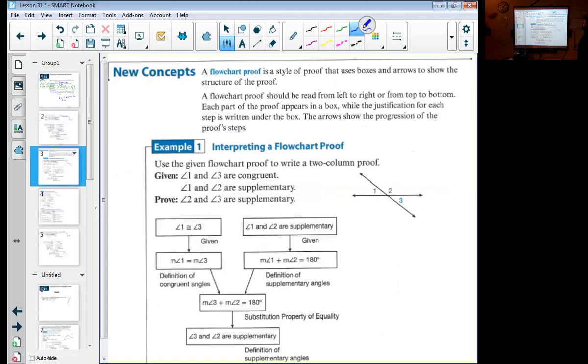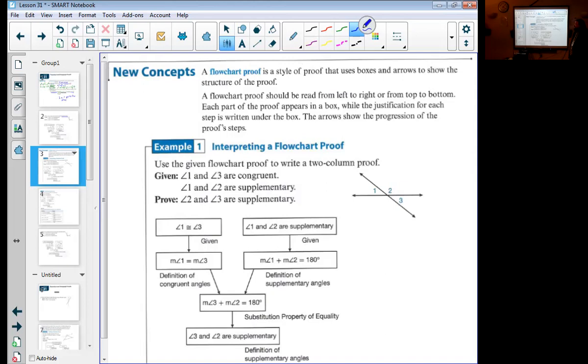So a flowchart proof is a style of proof that uses boxes and arrows to show the structure of a proof. A flowchart proof should be read from left to right or from top to bottom. Each part of the proof appears in a box, while the justification for each step is written under the box. The arrows show the progression of the proof's steps.